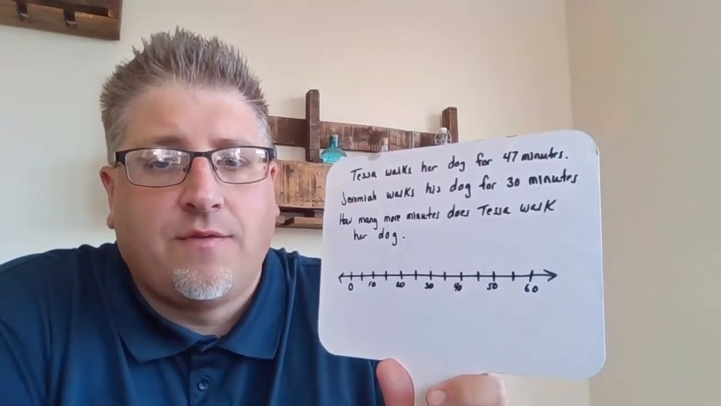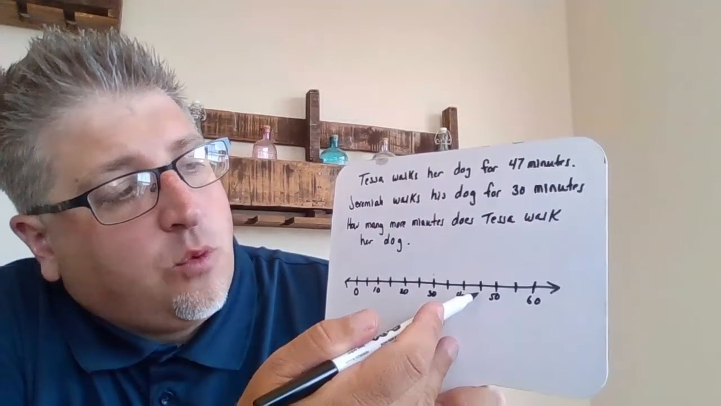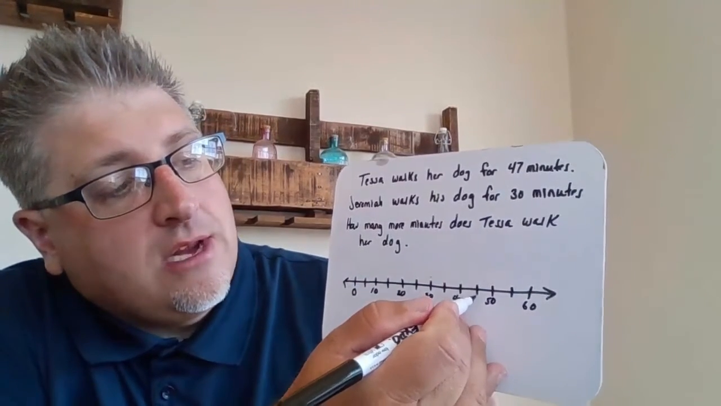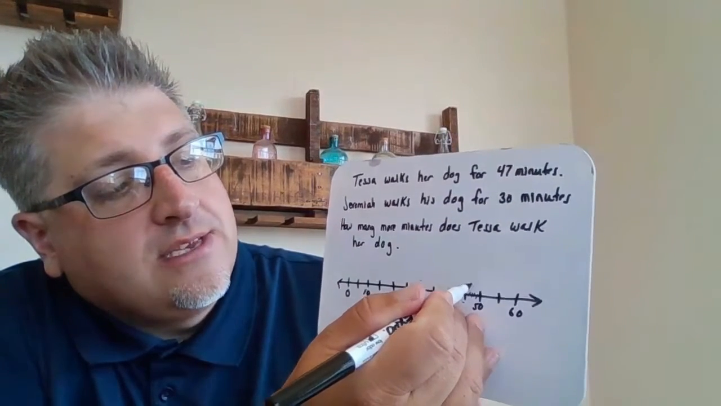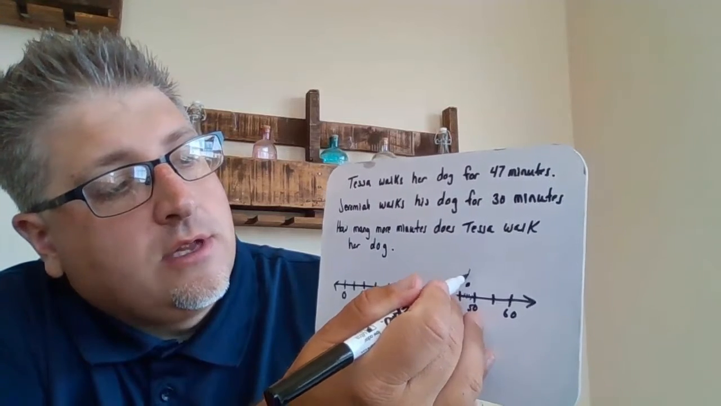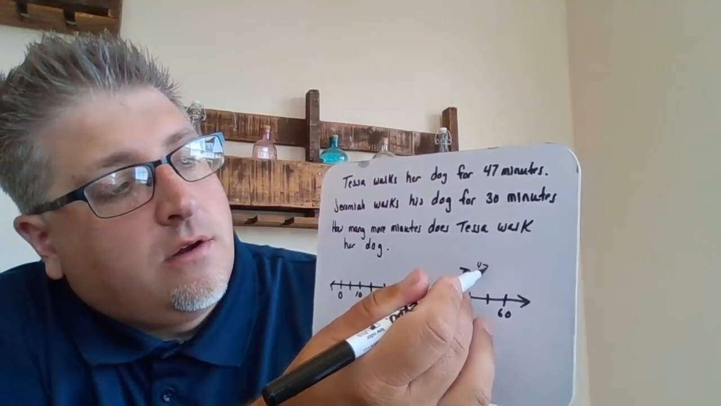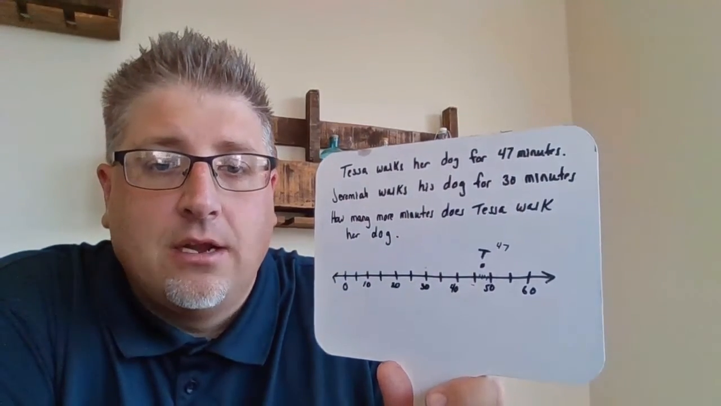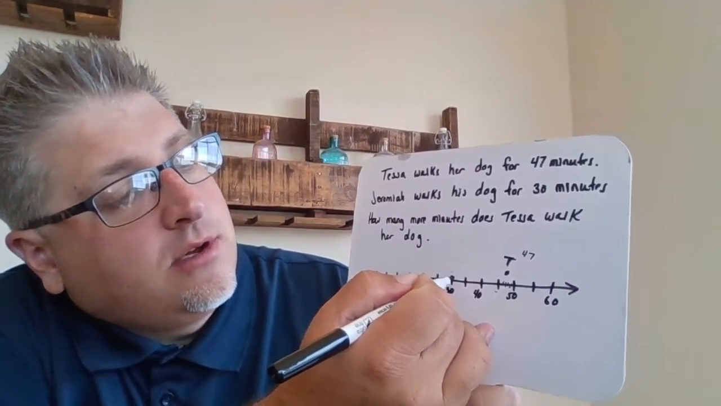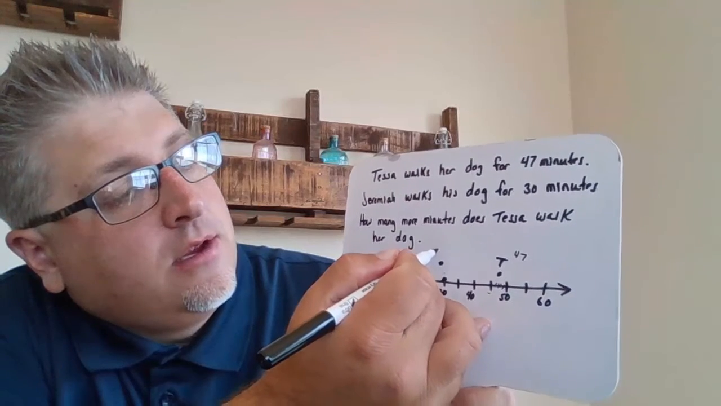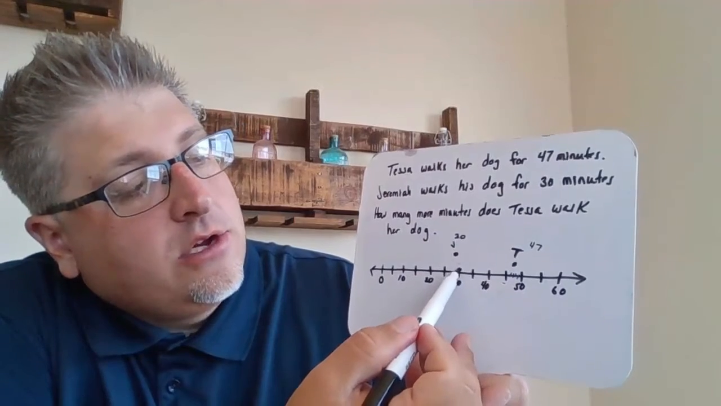So we know Tessa walks her dog for 47 minutes. So let's find 47 here. So here's 40. This would be 45 right here, and then there's 50. So 45 is right here. And then let's get our tick marks in there. Remember, 4 tick marks. So 45, 46, 47. Okay, so there's Tessa right there. Tessa walks her dog for 47 minutes. We plotted that. Jeremiah walks his dog for 30 minutes. So that's an easy one. The plot is right there on 30. And there's Jeremiah. So you can see, here's Jeremiah, here's Tessa.